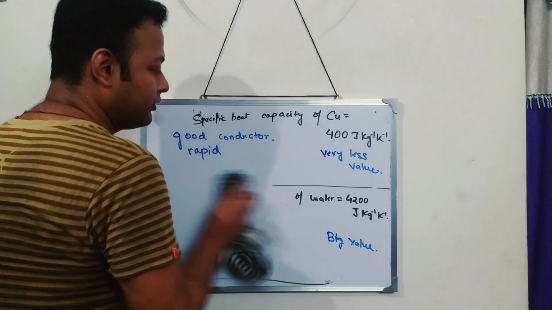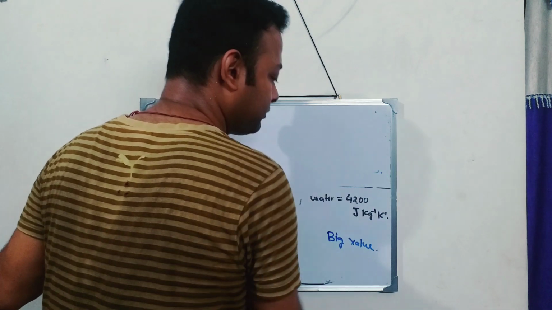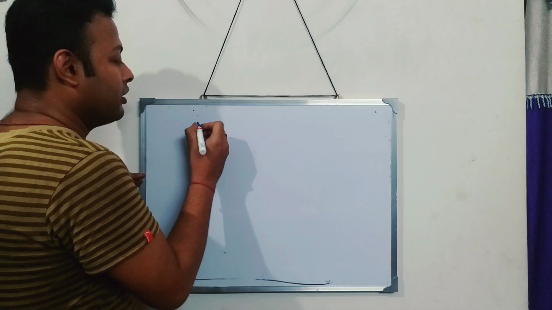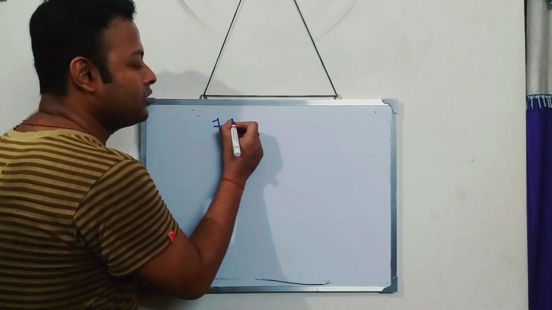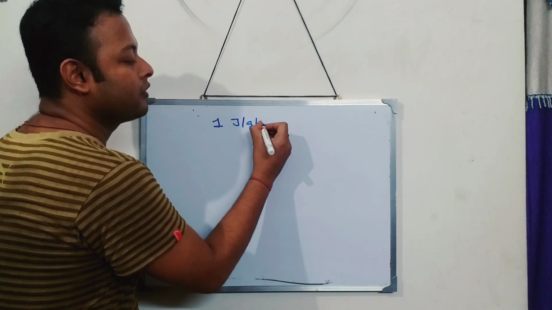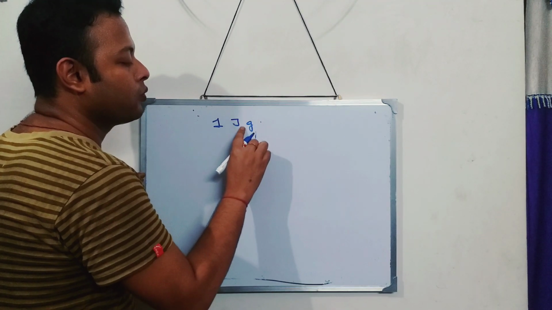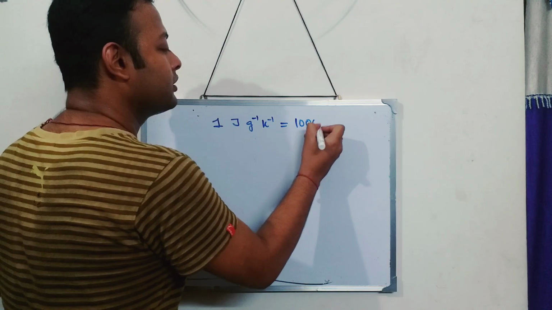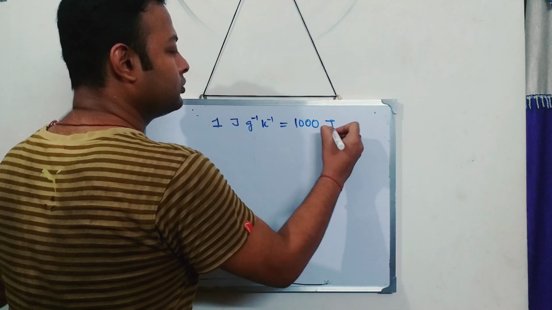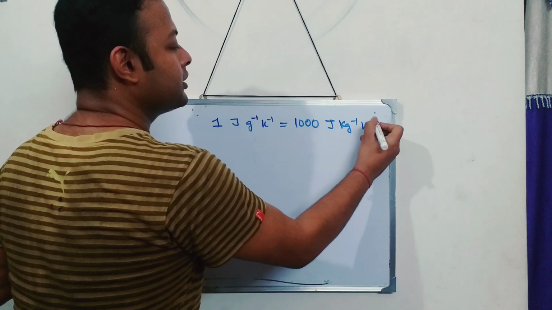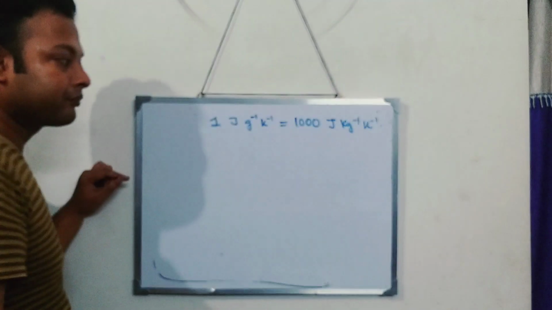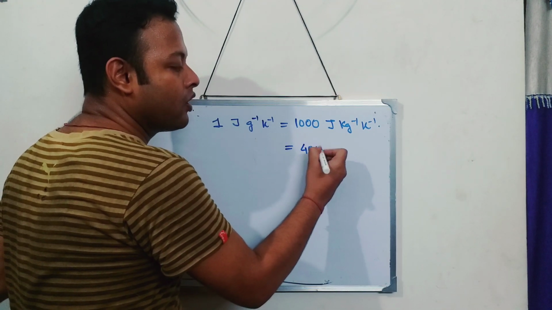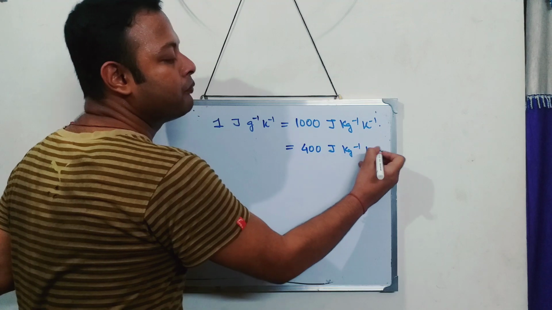Now, after this, the last thing for today's lecture, you just have to know this thing. 1 joule per gram per Kelvin is equal to 1000 joule per kg per Kelvin. Just now we wrote that the value of copper is 400 joule per kg per Kelvin, right?